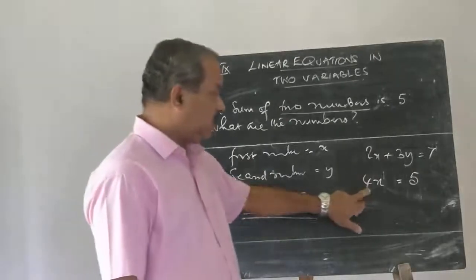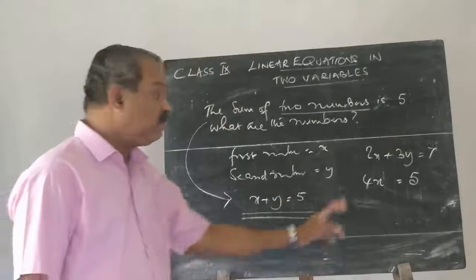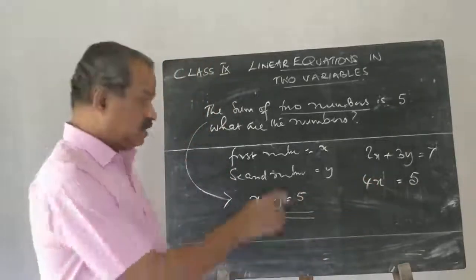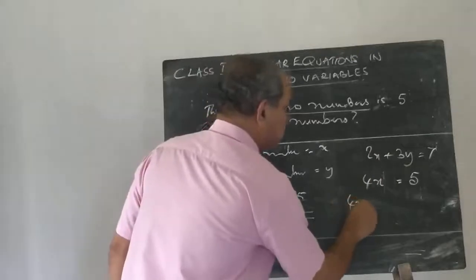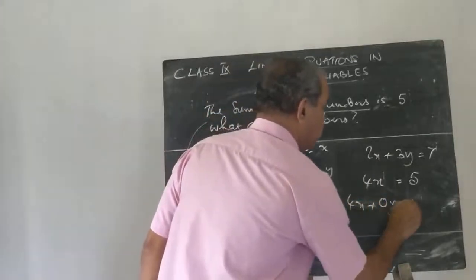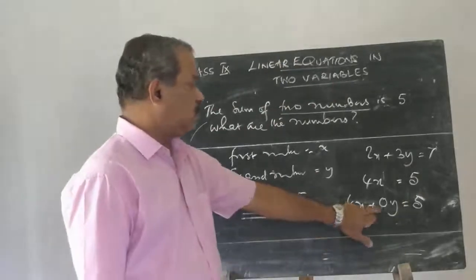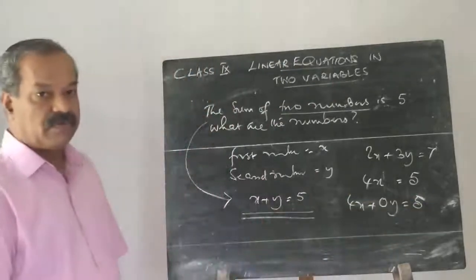It is a linear equation in one variable, but we can convert this into a linear equation in two variables in this manner. 4x plus 0y equal to 5. See, 4x plus 0y equal to 5.